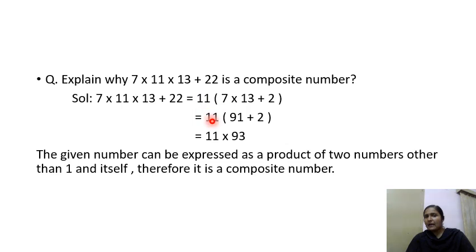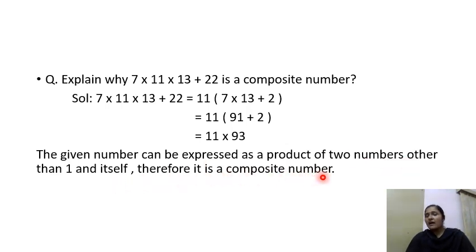Then next step 11 into 13 sevens are 91 plus 2. Then 11 into 93. Again don't multiply these two numbers because we have to show that this is a composite number. Means we have to express it as a product of two numbers other than 1 and itself. So now after that this one you have to write there. The given number can be expressed as a product of two numbers other than 1 and itself.